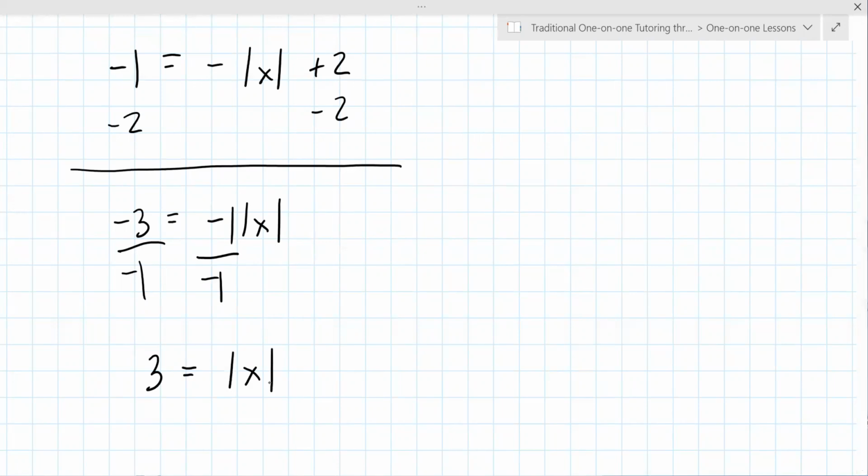And then you do the whole absolute value thing. Yes. So what are the two values of x? X equals 3, x equals -3. Yes.